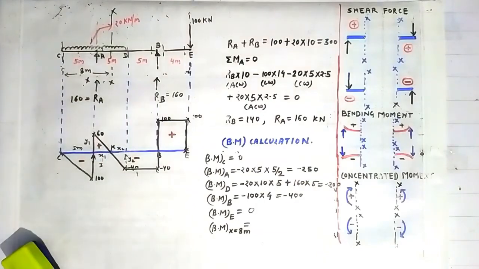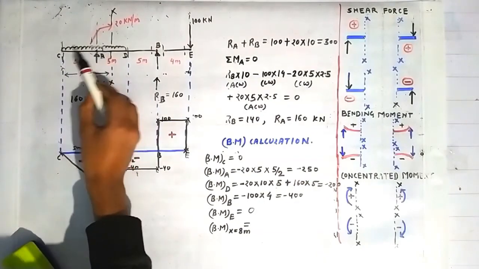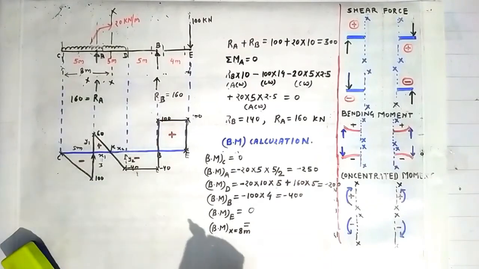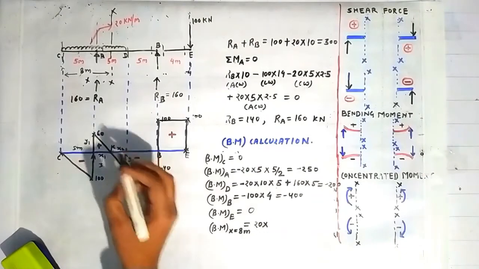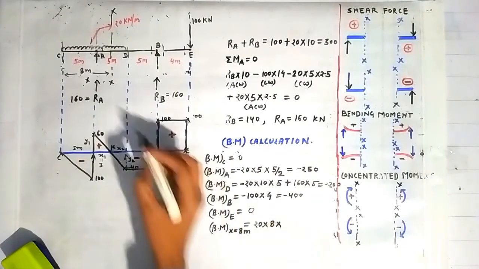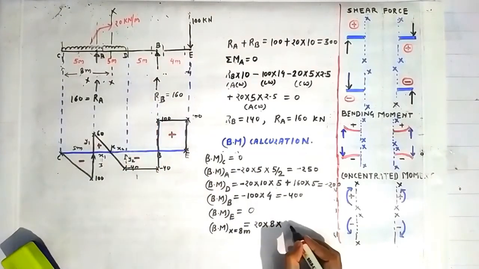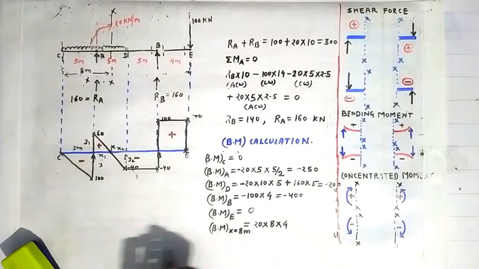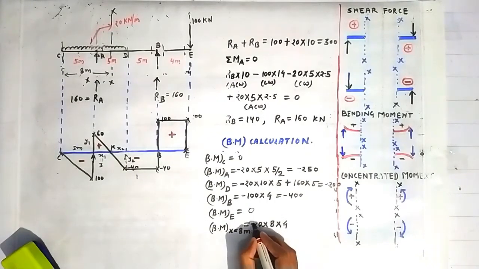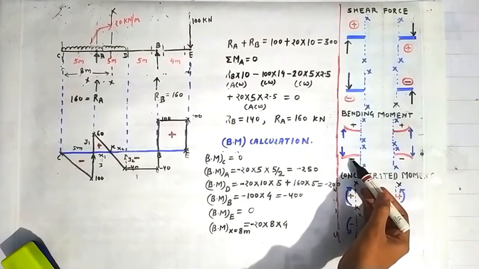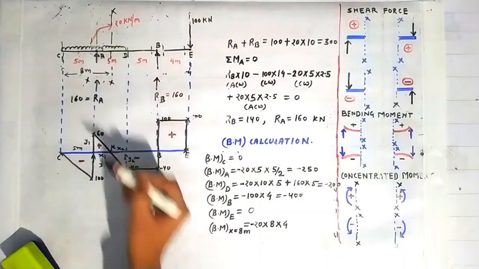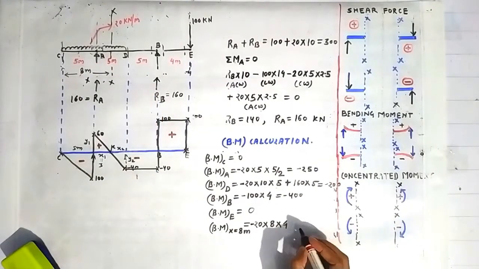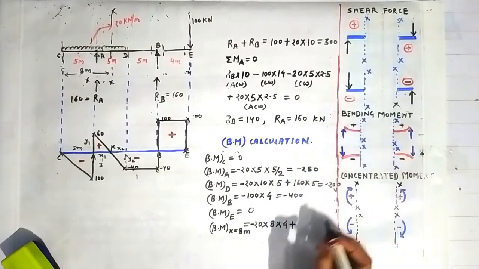Now friends, because of this UDL which is lying between the point C and this section XX, there will be a moment of magnitude 20, the intensity of this UDL, into the span, that is 8 meter, and it will act at a distance of 8 divided by 2, that is 4 meter. It will create a hogging bending moment. That's why a negative sign is taken using this sign convention, and this force RA, acting at the point A, will cause a bending moment positive in nature using this sign convention.